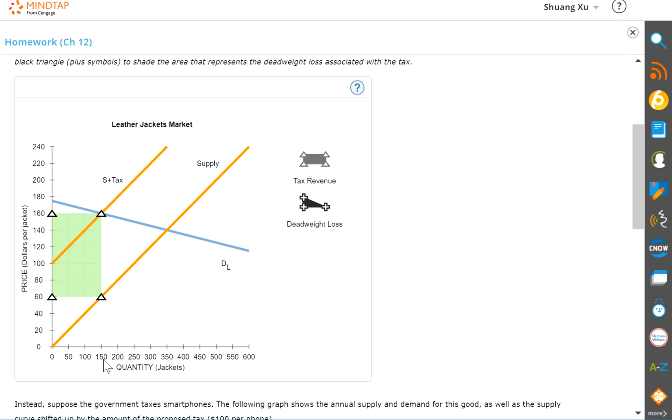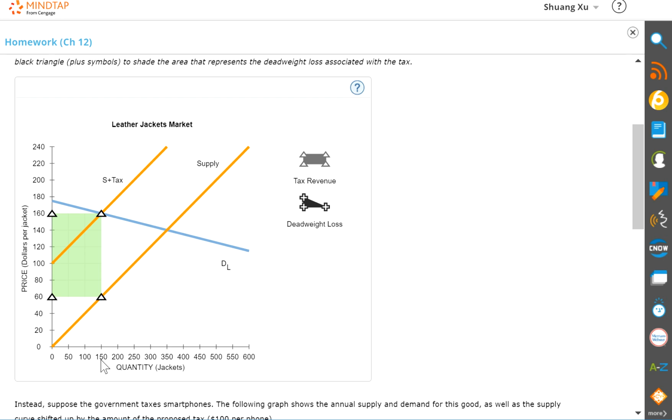So again, a couple of things first. First, find the new equilibrium, which is the supply with tax, the new supply curve, intersecting with our old demand curve. That's your new equilibrium at a price of 160 and a quantity of 150. And then from that point, go down to get your quantity. So the new quantity is 150.